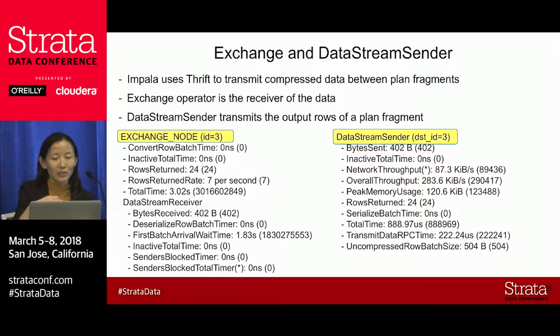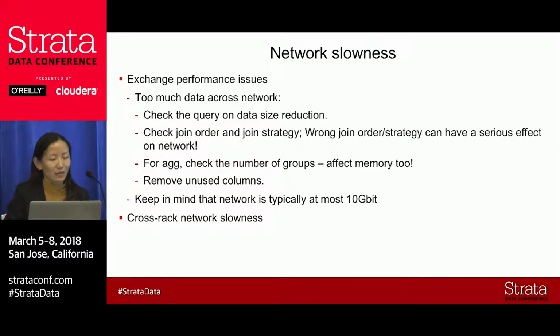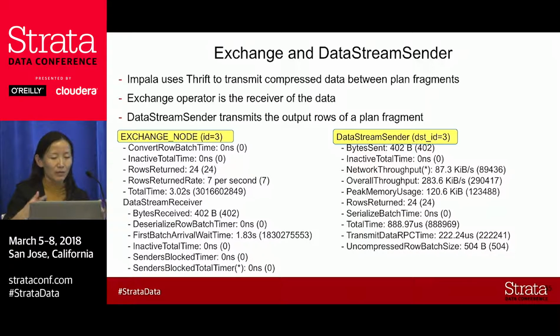If you want to dig deeper into the network metrics, you should check the exchange nodes and the data stream sender. Since the exchange is in the middle between the 2 hosts, you're sending data from one and another host receives it, the metrics are split between the receiver side and the sender side. The data stream sender is the sender side, and the exchange is the receiver side. So from here, you can check if the problem is at the sending or at the receiving, and keep digging into the possible issues here.